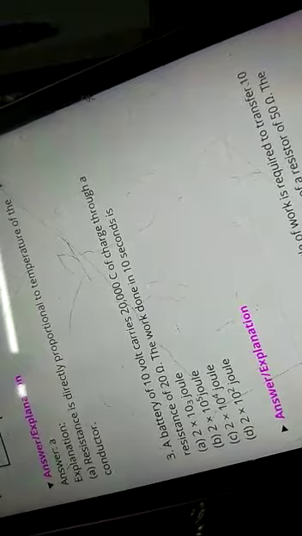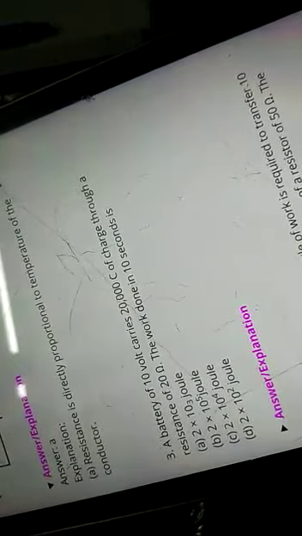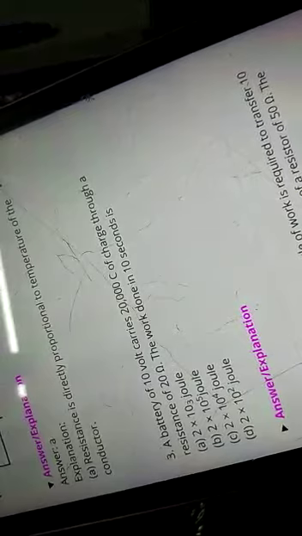Now question number 3: a battery of 10 volt carries 20,000 coulomb of charge through a resistance of 20 ohm. The work done in 10 seconds is... Okay. So we know the formula, work done is equal to Q into V. So your resistance 20 ohm is not needed here, the value of resistance is not required here. Also time is not required here.